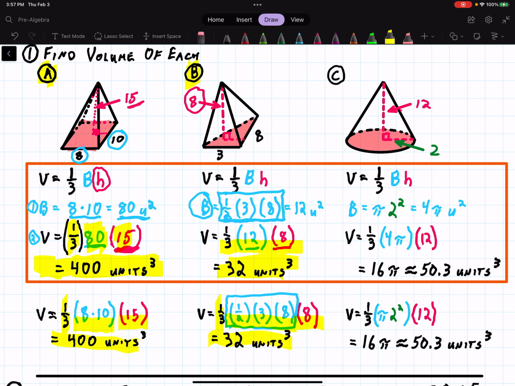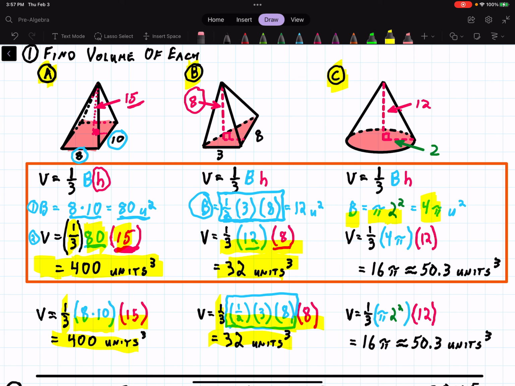And then let's do the cone. Item C. Here we have the same formula, 1/3 area of my base times the height. And when we calculate this base, it is pi r squared for the area of a circle. Well, r is 2, so 2 squared is 4.